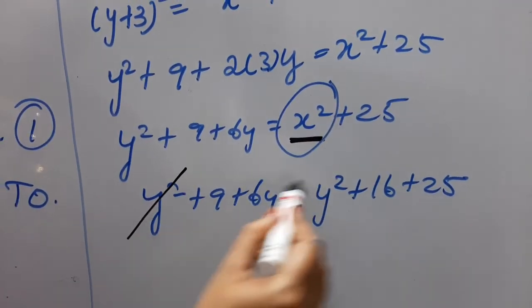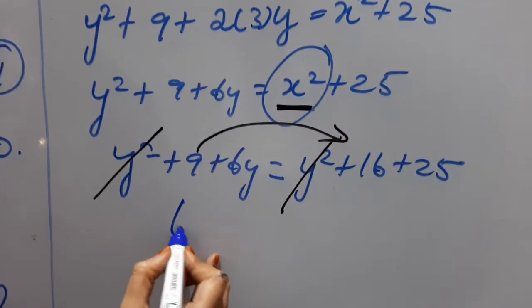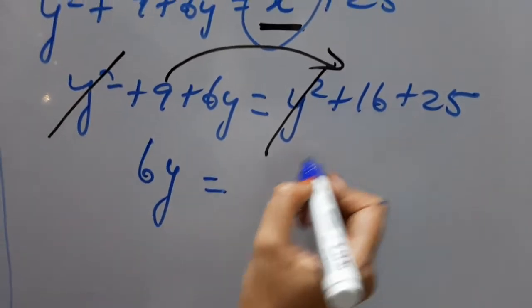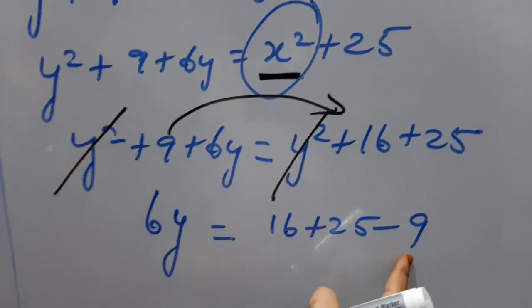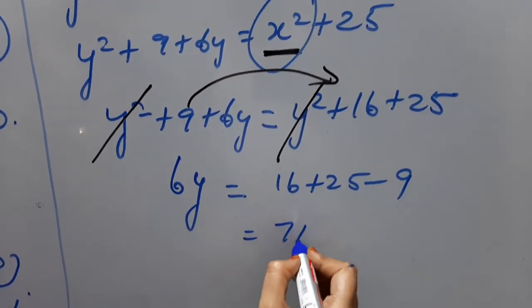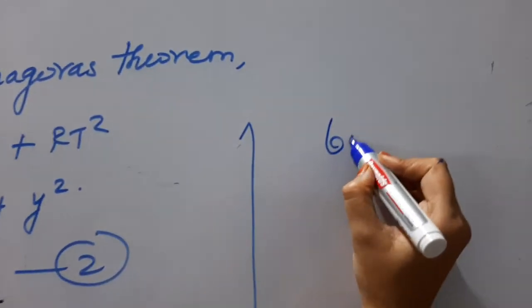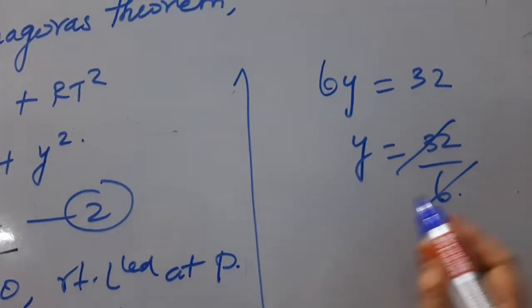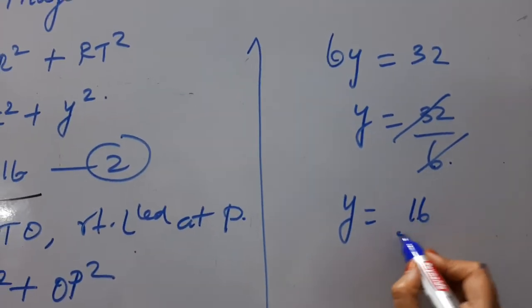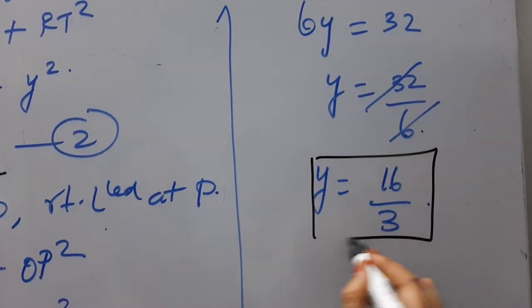Cancel y square and y square. Transpose the numerals to the same side. What we will get? 6y is equal to 16 plus 25 minus 9. Transposing 9 to the other side we will get minus 9. 16 minus 9 becomes 7, plus 25, 7 plus 25 is equal to 32. 6y is equal to 32, y is equal to 32 by 6. Simplifying, y value is equal to 16 by 3.